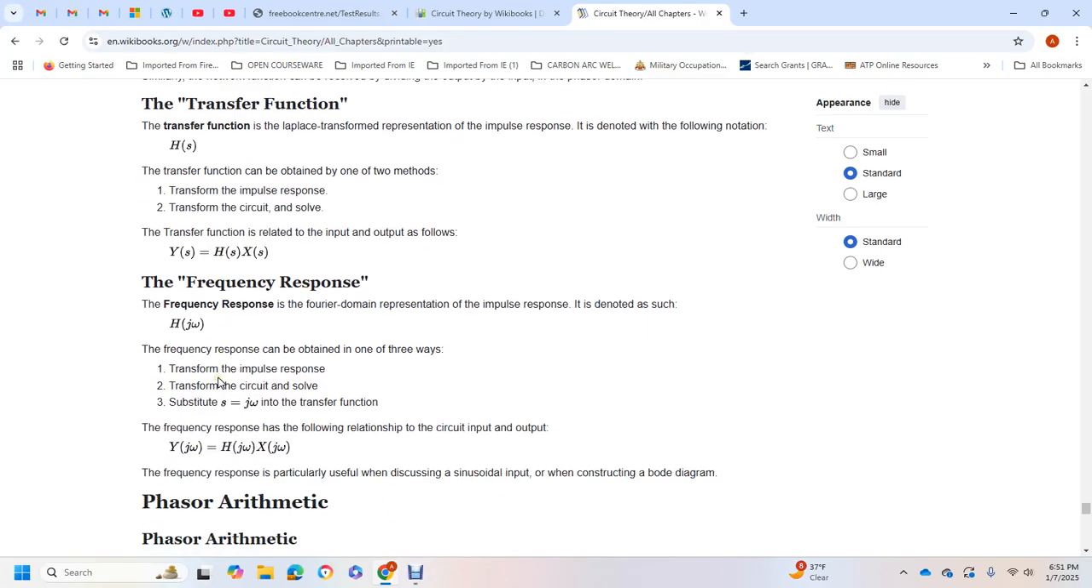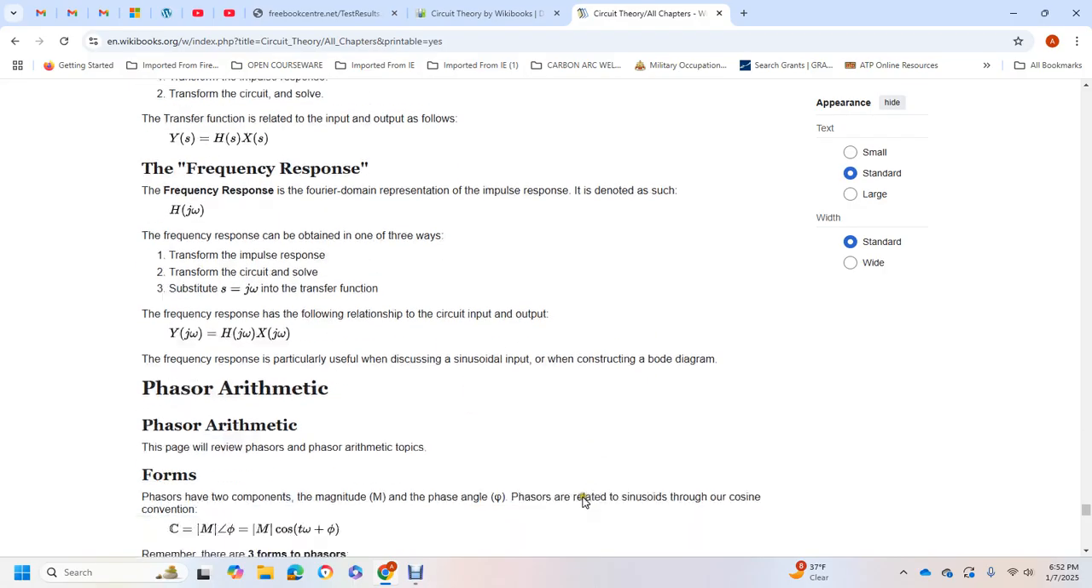Frequency response is the Fourier domain representation of the impulse response of the circuit, denoted H(jω). Frequency response is obtained in all three ways: transforming the impulse response, solving the circuit, or substituting s equals jω into the transfer function. The frequency response relates the circuit's input and output, particularly when discussing sinusoidal input construction and Bode diagrams.